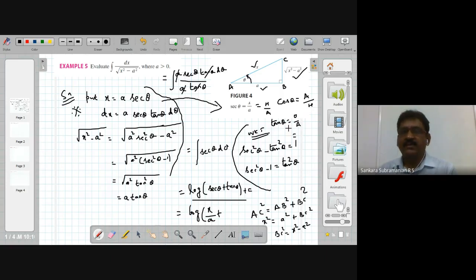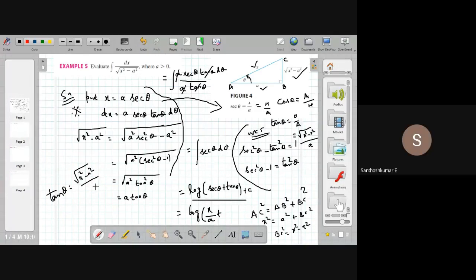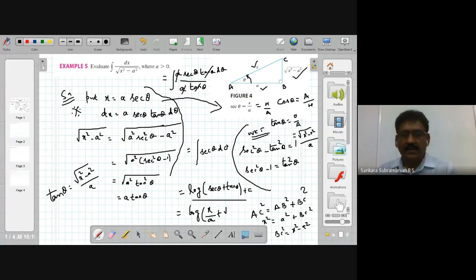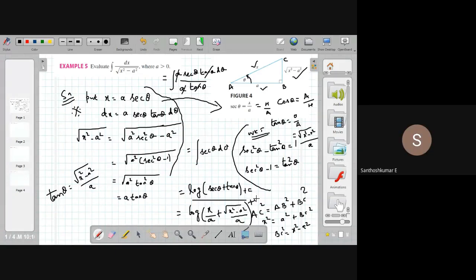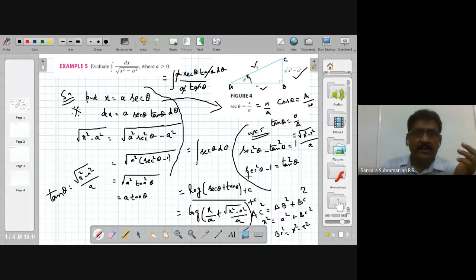So what is on the opposite side of theta? The opposite side is the root of x square minus a square, and on the adjacent side is a. So therefore tan theta is equal to the square root of x square minus a square by a. So you can write the square root of x square minus a square by a, plus a constant. If you want to take a as common, you can take it common.